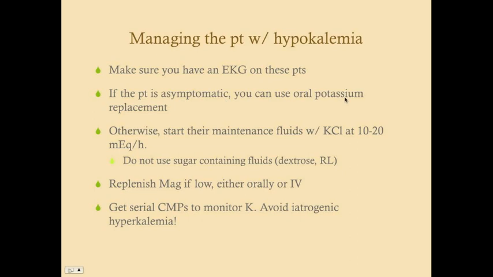If the patient does have symptoms, or they have any of the illnesses that I mentioned before, like the GI losses or the hyperaldosteronism, then what you should do is, along with their maintenance fluids, start potassium chloride at 10 to 20 milliequivalents per hour. And we don't want to go any faster than that, primarily because potassium chloride is really irritating to the vessels, and you can clot off your IV. So 10 to 20 milliequivalents per hour is generally fast enough.